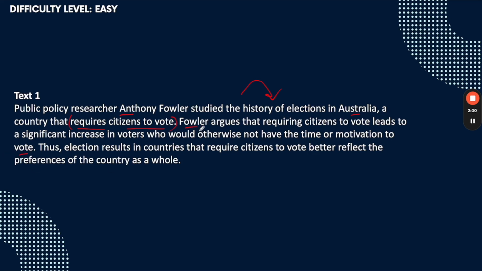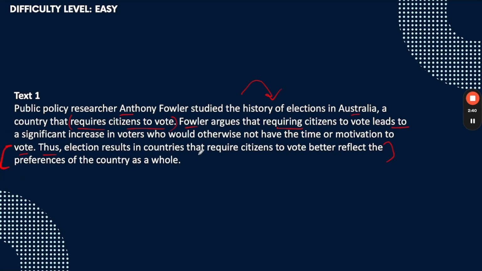So what this person is saying basically is that this rule of requiring the citizens to vote, or making it a compulsion for them, leads to an increase in the number of voters who would otherwise not vote. So everybody is voting because they have to vote. And before, if they did not have such a rule in place, they probably wouldn't vote. Thus, now I'm going to be extra cautious because this is the conclusion of the research, right? So when I read text 2, I'll have to find out what those two people think about this particular conclusion of the research. So I'm going to pay extra attention over here.